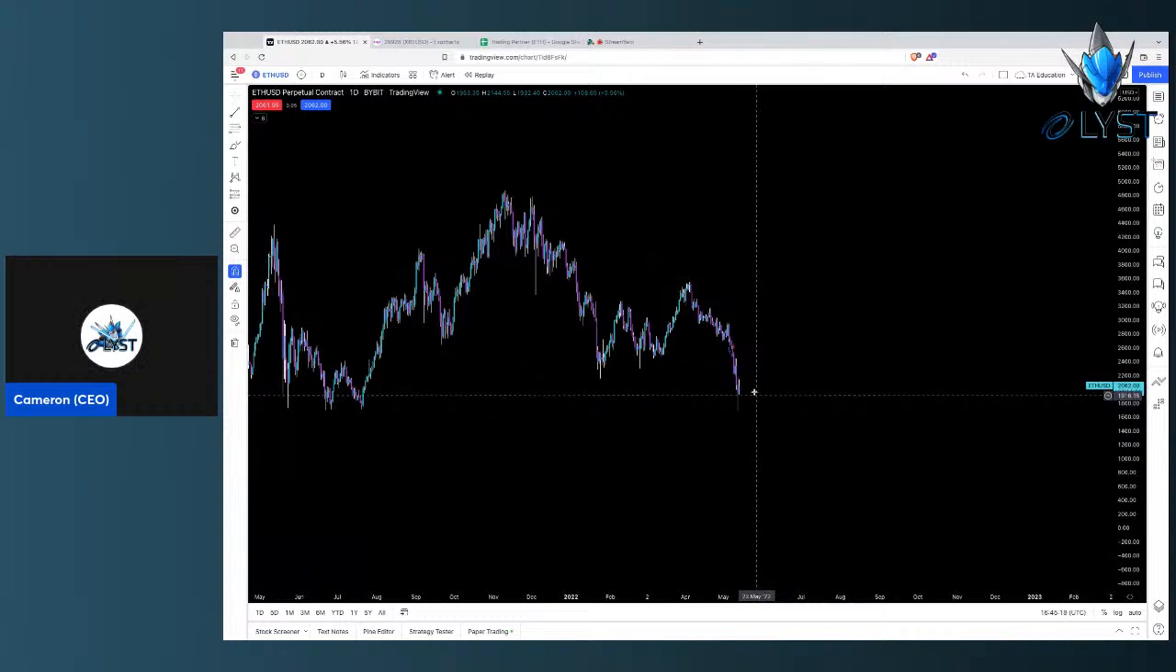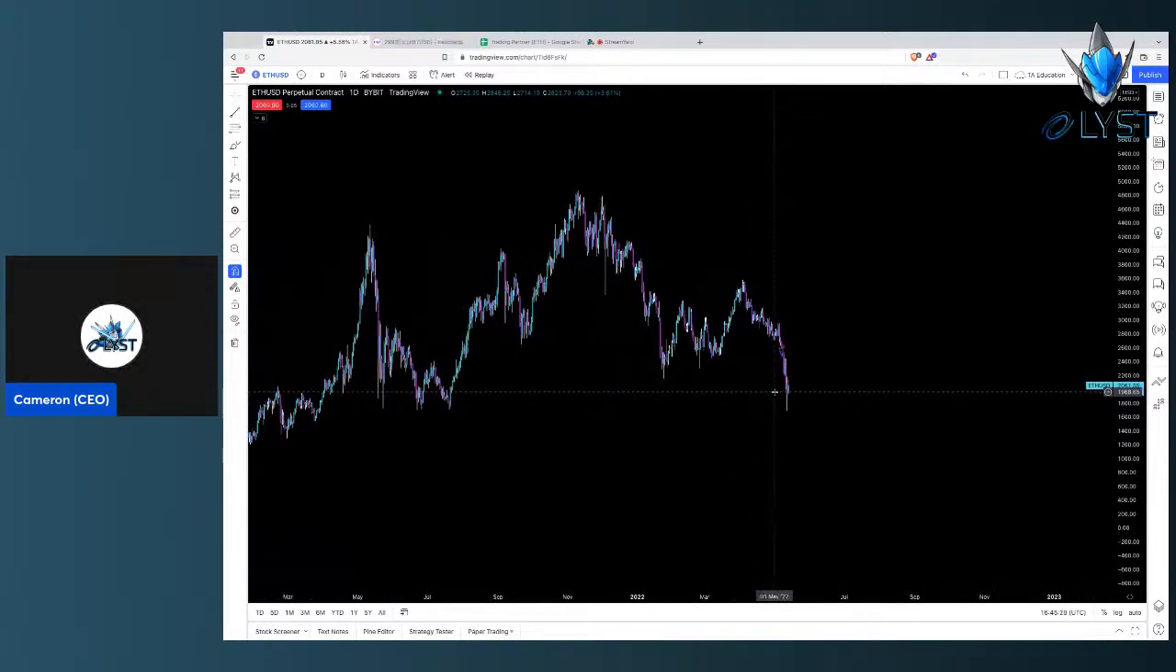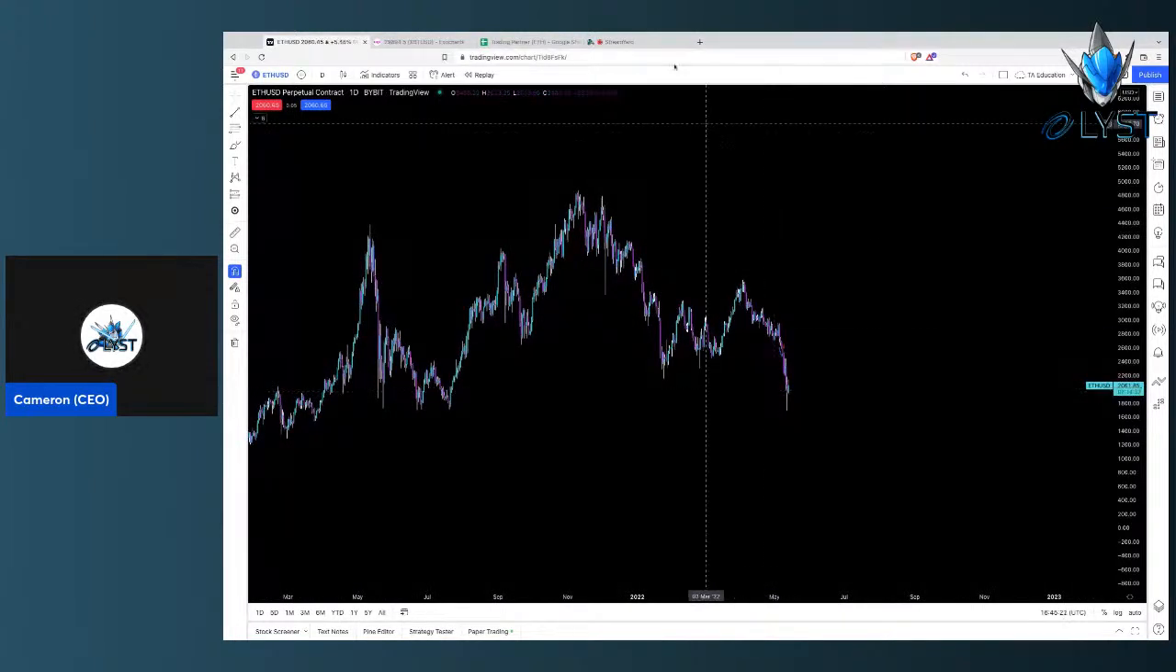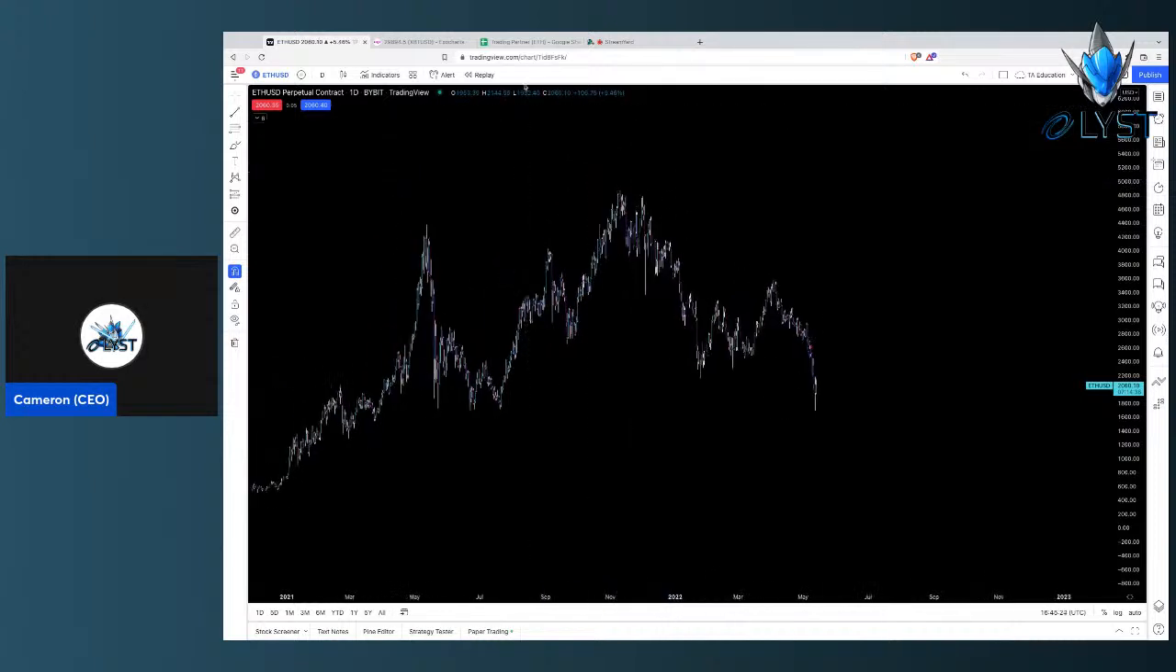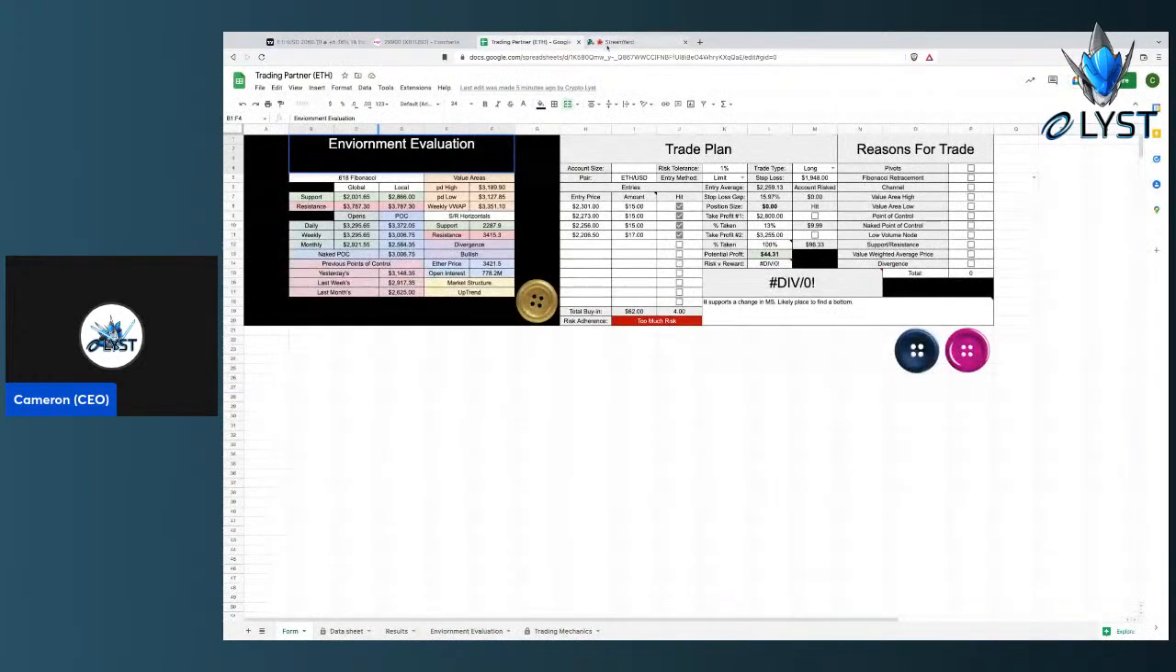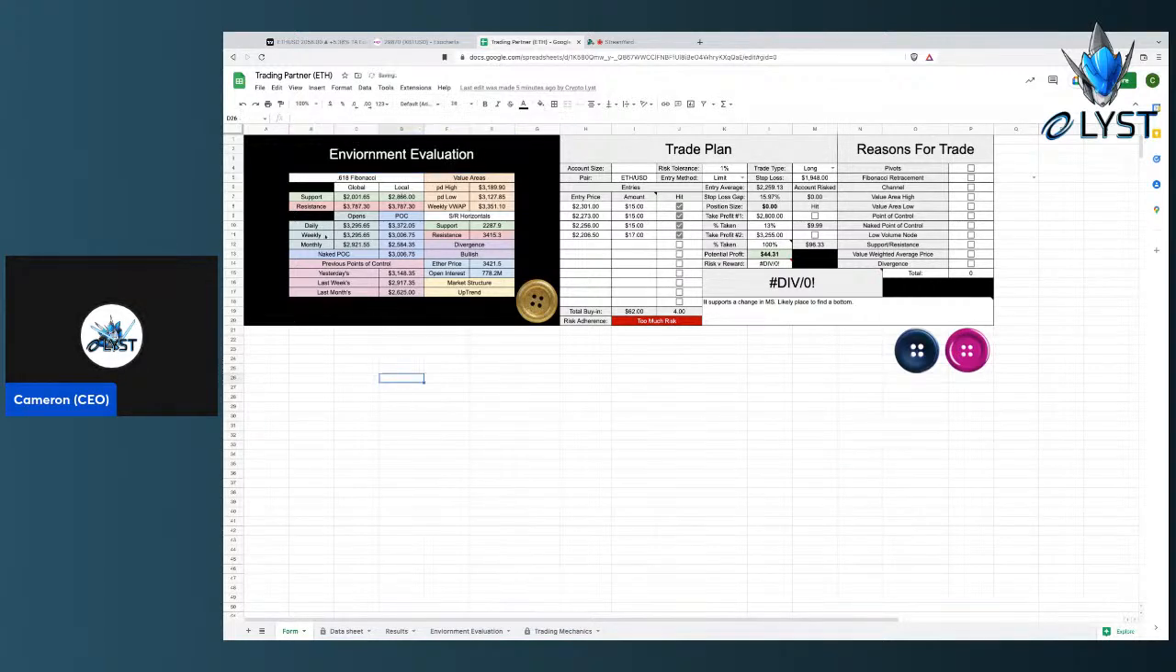This is something we're going to be going over another time. But here's what I want to look at today. You should be seeing the trading partner, and I think I want to zoom in here.